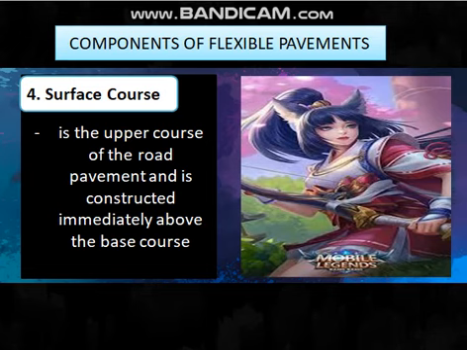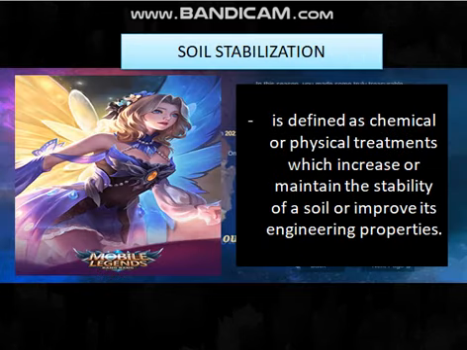The thickness of the surface can vary from 3 inches to more than 6 inches depending on the expected traffic on the pavement. Soil stabilization is defined as chemical or physical treatments which increase or maintain the stability of the soil and improve its engineering properties. It is a process, guys, by which a soil's physical properties are transformed to provide long-term permanent strength gains.